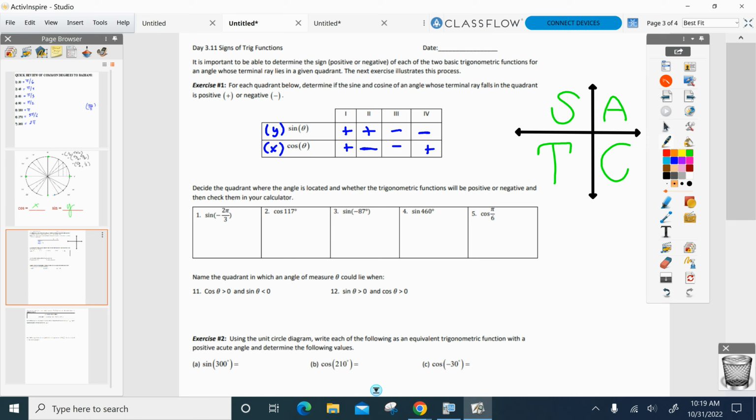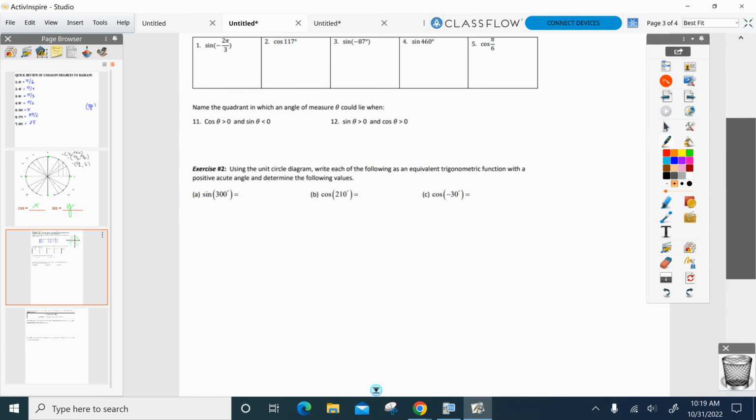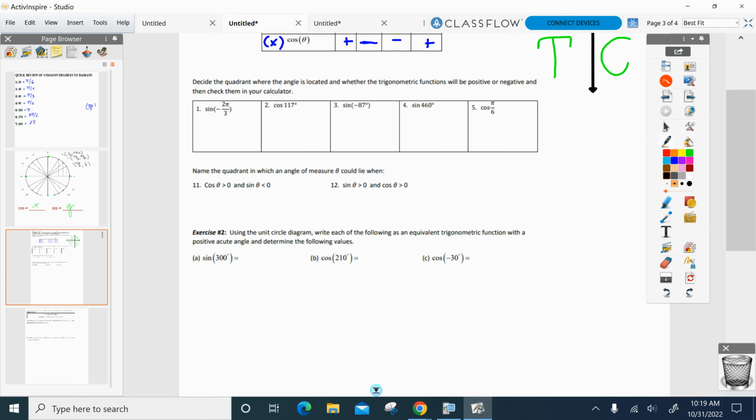All right, let's apply it. Number 1, that's 2 parts. Tell me the quadrant and tell me if this value is going to be positive or negative. If you need to use your calculators, fine. Pi over 3 times 2, 60 times 2, 120. So if I rewrote this in degrees, sine of negative 120.